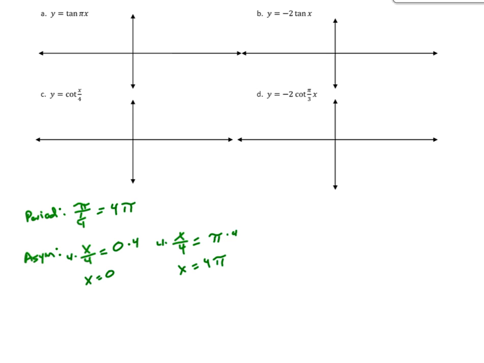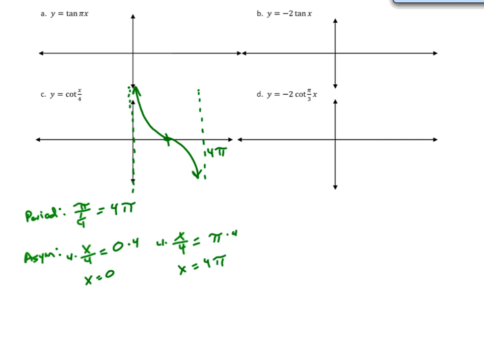Hopefully it's not too tough for you to see that that's where these things should be. It should have a beginning at 0, and an end at 4 pi, because the period is 4 pi. That's when it starts to repeat again. So the cotangent graph, halfway in between here, is going to go up to the left and down to the right. There's no negative in front of that, and so that's the regular cotangent graph.